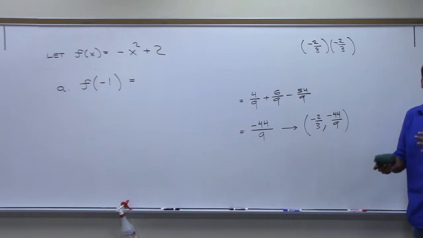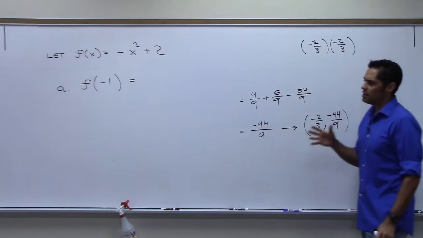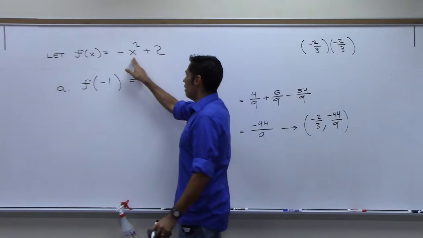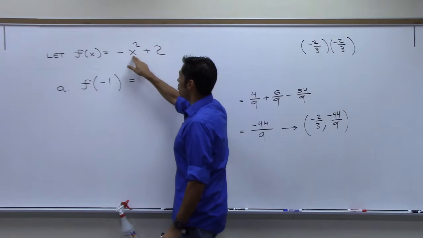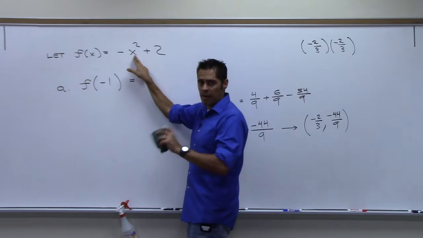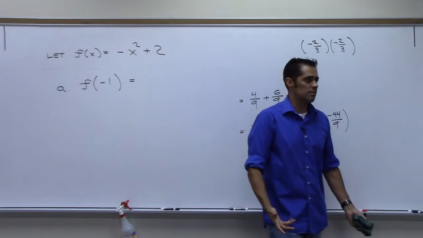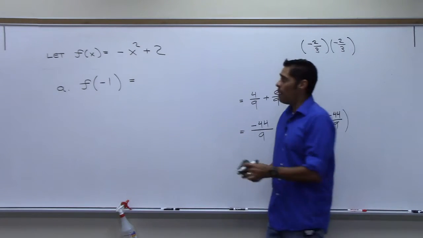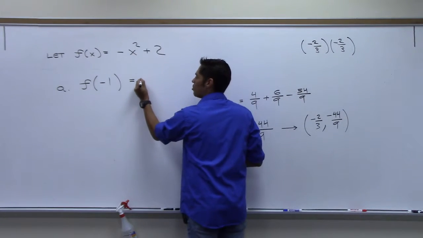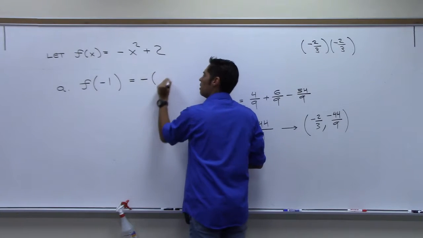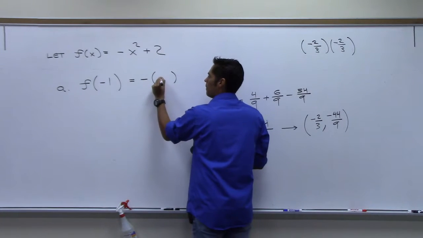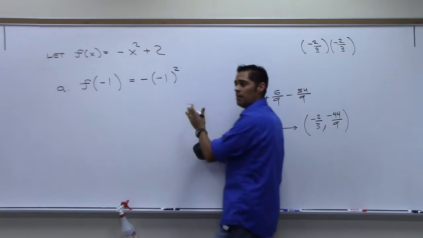That's why I want to show this to you. So what does this -x² mean? It means you're going to square x first, and then you're going to change the sign of whatever it is. So the proper way to write this would be, okay, I'm going to change the sign of what? Well, what is it that I'm squaring? -1 and then squared, yeah?